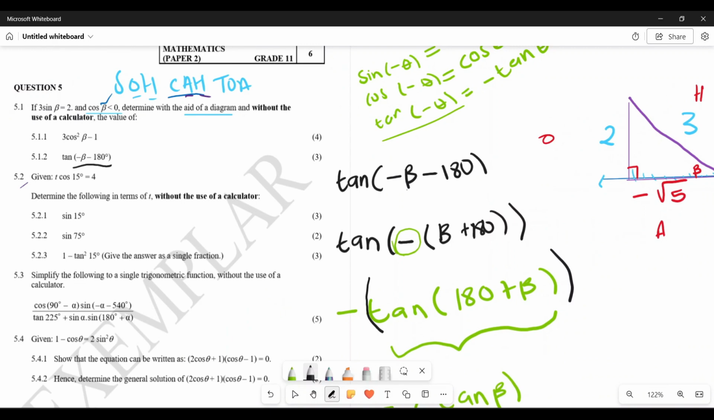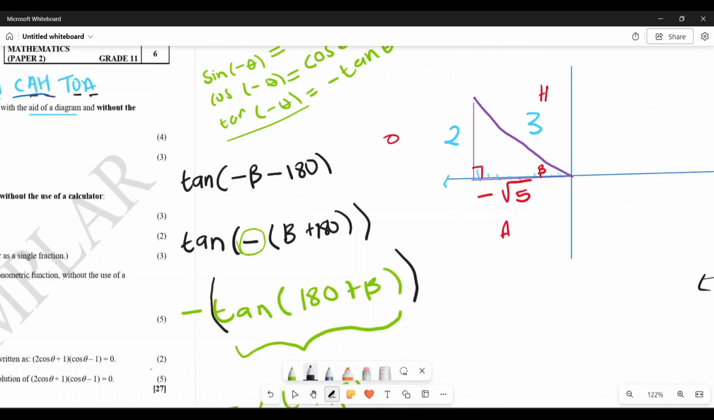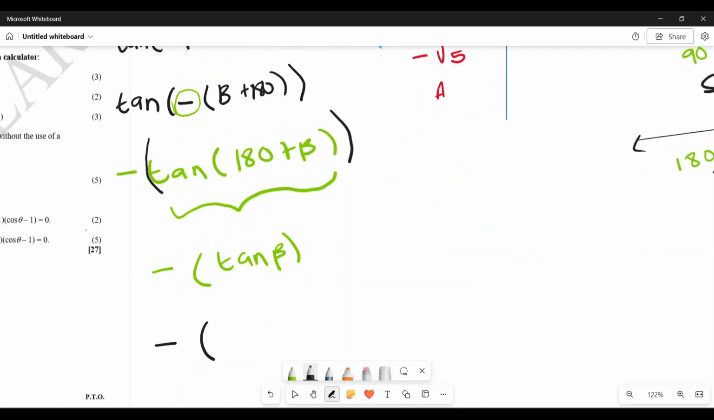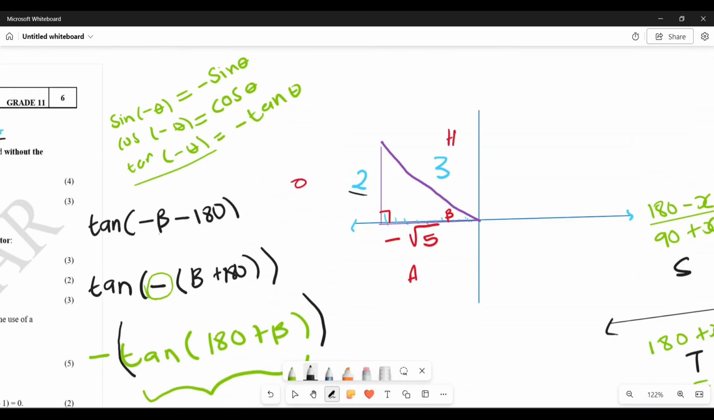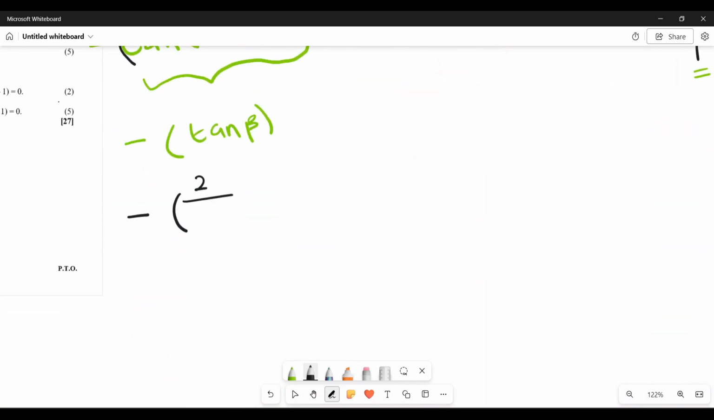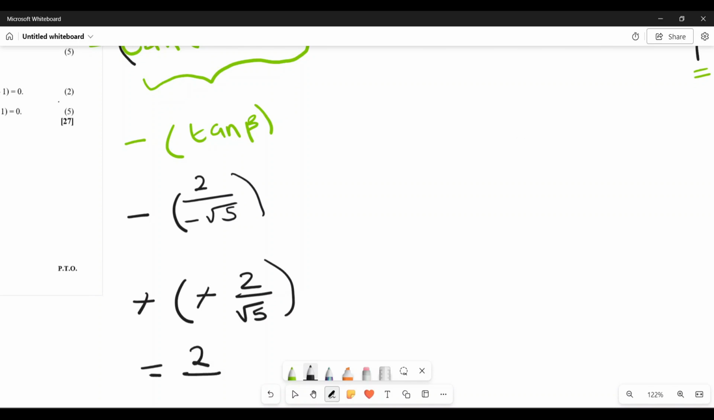Remember, tan in accordance to SOH CAH TOA, it's opposite over adjacent. Now my opposite is 2, divided by my adjacent, which is minus square root 5. Now, because of this negative here and my denominator, it's going to make the whole fraction negative. So as a result, this would be minus 2 over square root 5. And these two are going to cancel out. And your final answer would be positive 2 over square root 5.